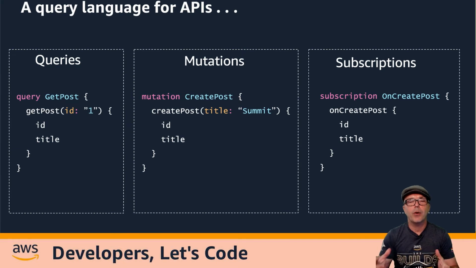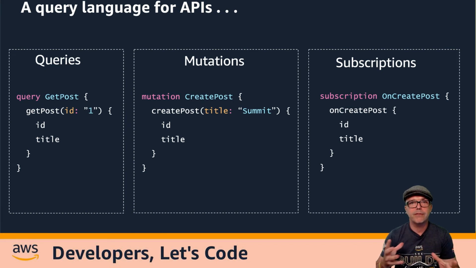The query for get post is getting me a post for a particular ID, which you pass in, and returns the ID and the title. You can create posts the same way as a mutation. This time creating posts with title summit, ID and you'll get back the ID and the title. And then the subscriptions, think of it as an observer on mutation that you can register. So when a mutation create post is fired, it will send down the ID and the title.